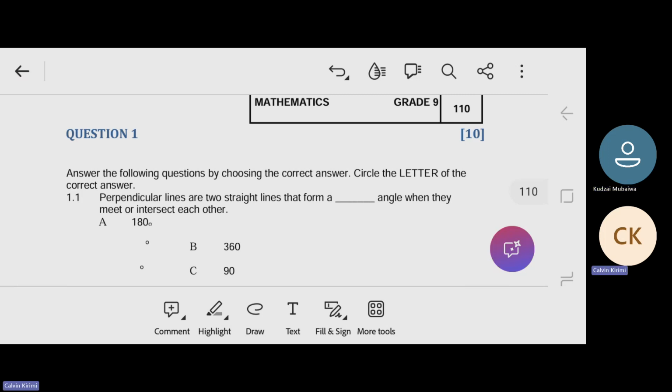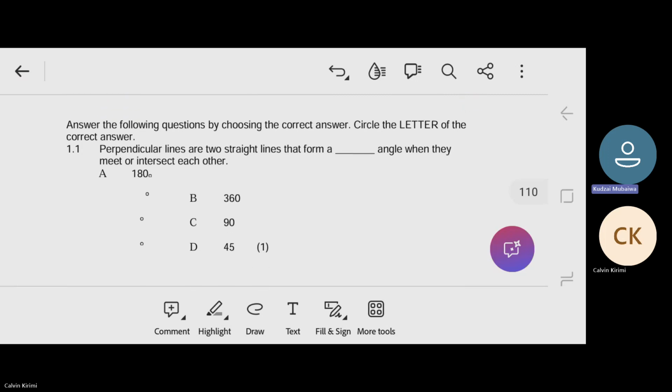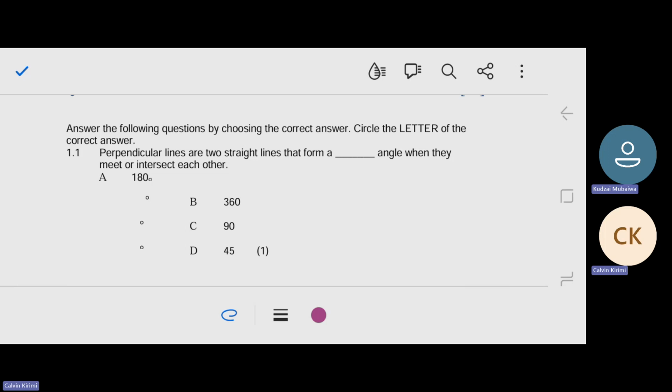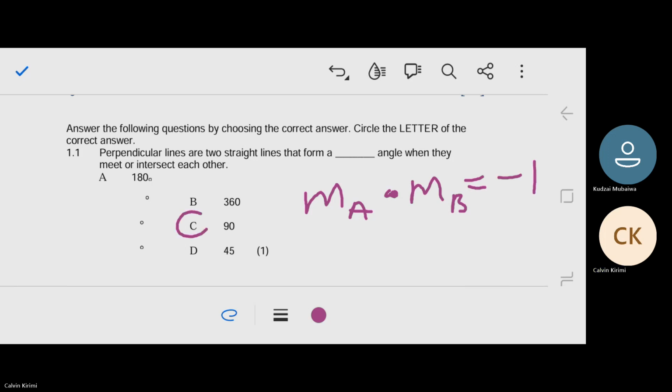Answer the following questions and circle. Perpendicular lines are two lines that form a 90-degree angle. And I told you if lines are perpendicular, the gradient of line A multiplied by the gradient of line B gives you what? Negative 1. Must not forget that.